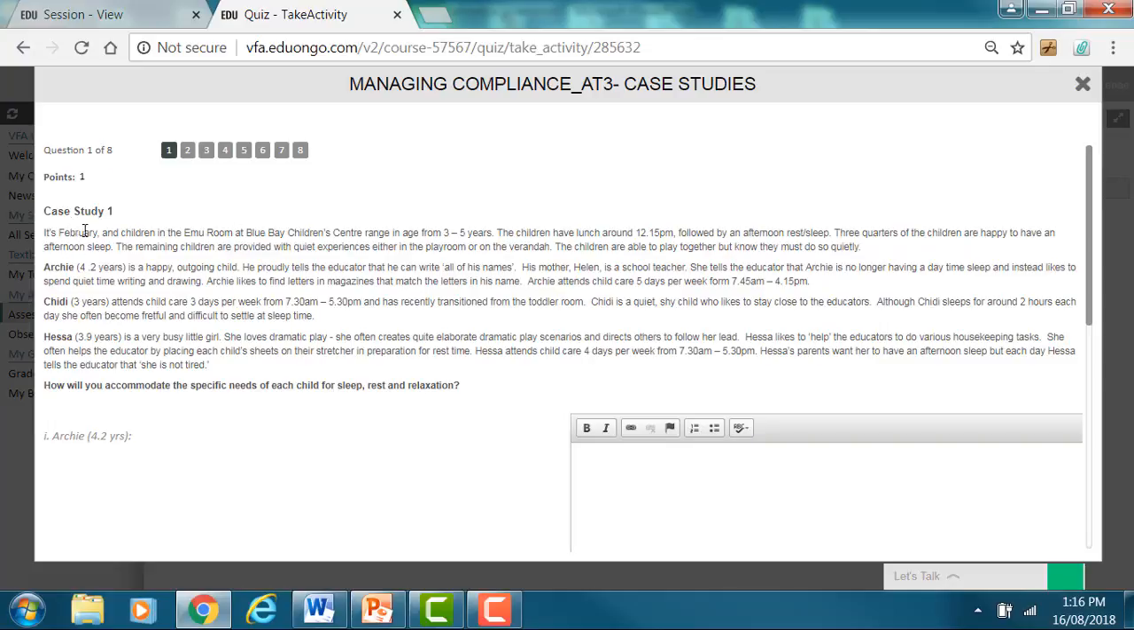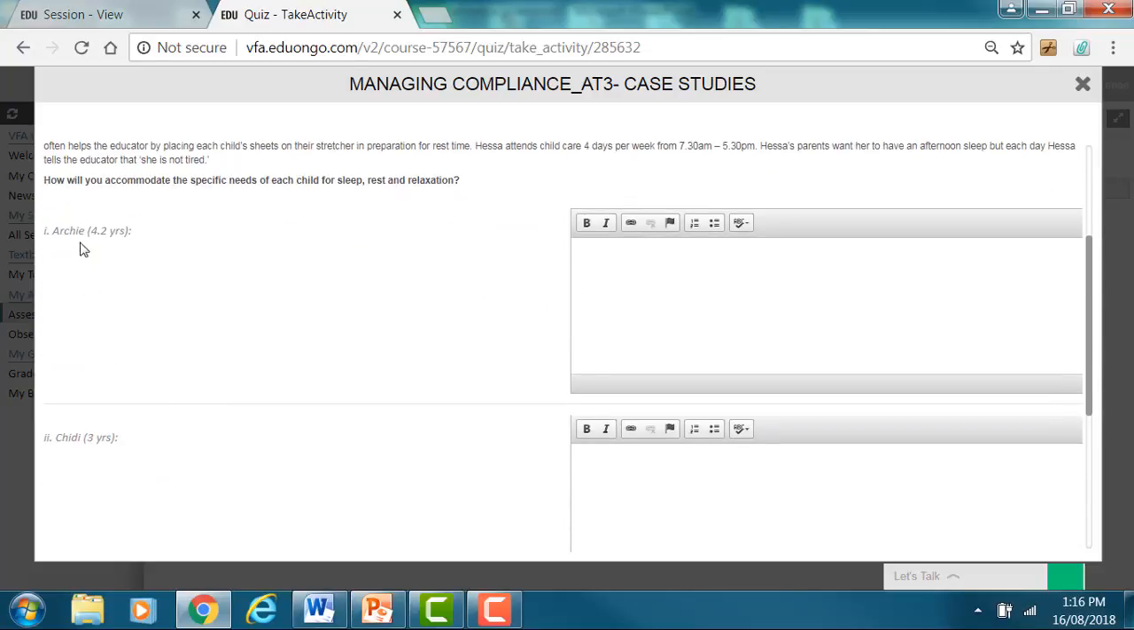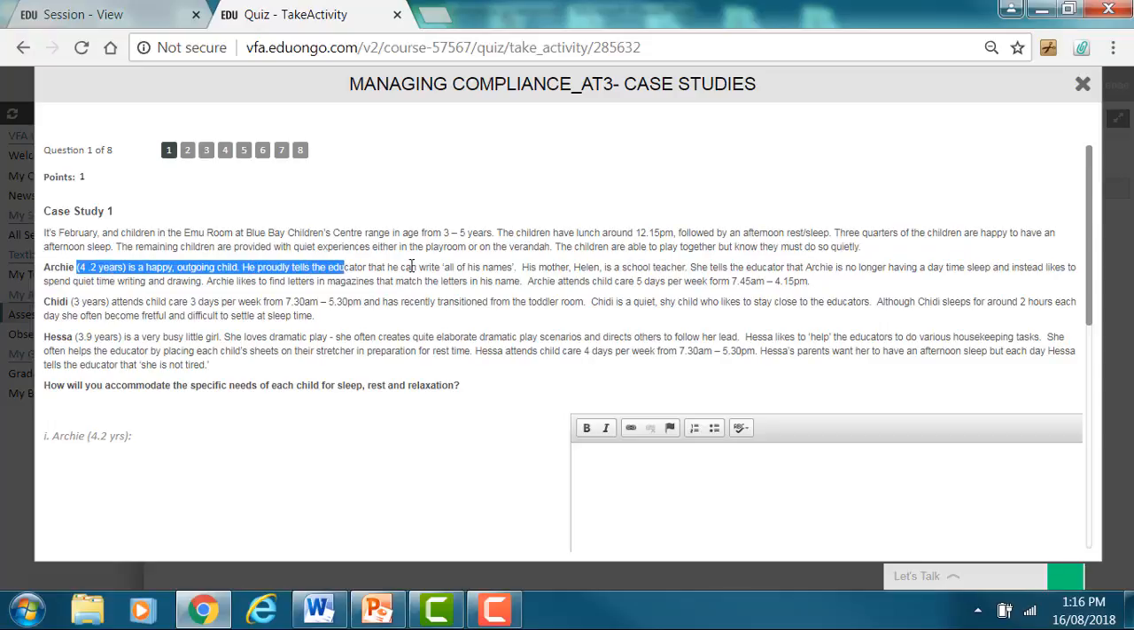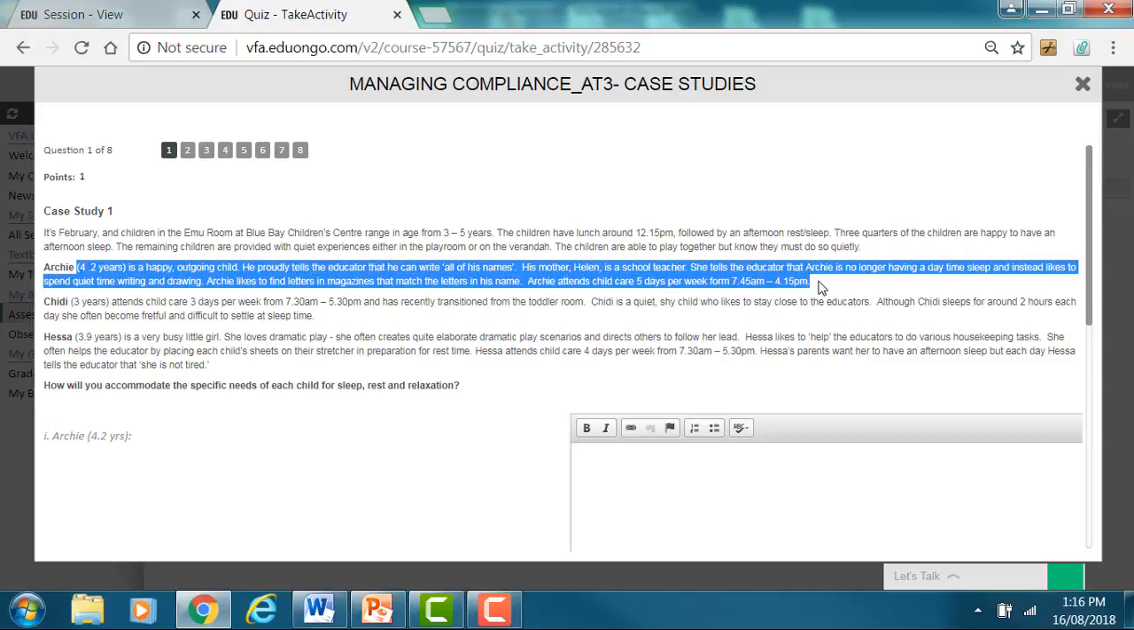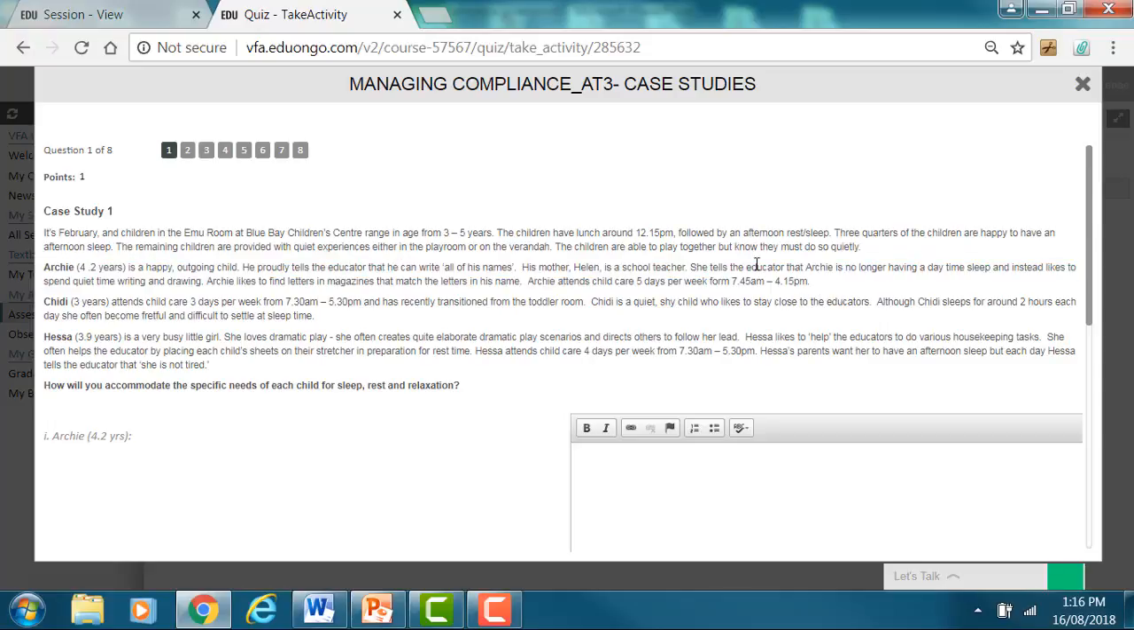So it's really important that you read quite clearly through the case studies, that you gather as much information from them as possible, and that you look at whether there's a particular case study or section of information that they're looking for. So for case study 1, it's talking about a child called Archie, and the first question is in regards to Archie. So you only really need to consider the information in the scenario that is related to Archie.